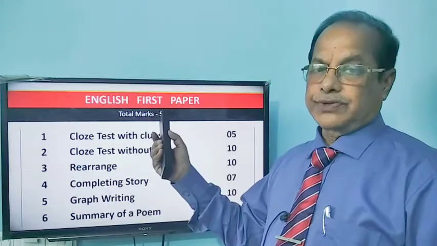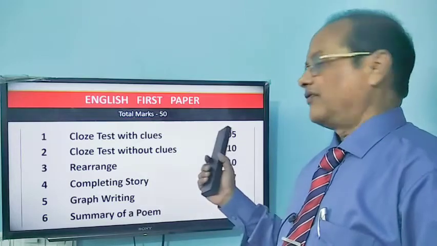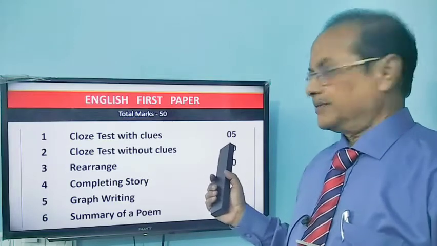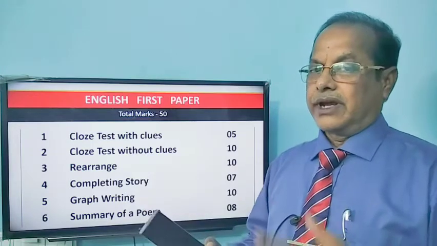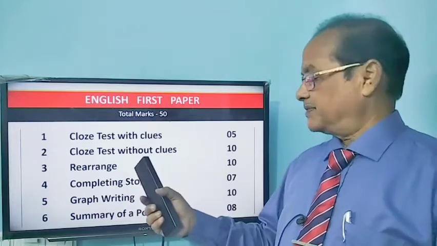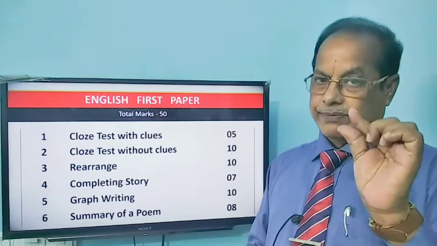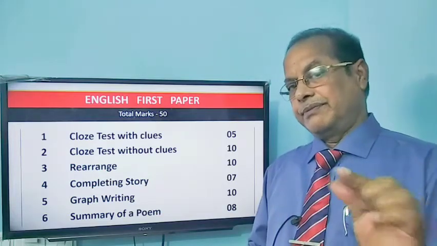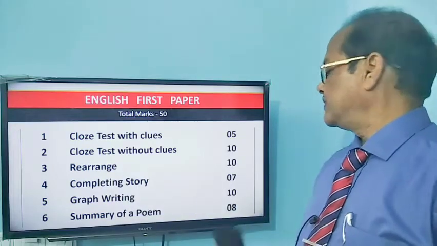First paper, 50 marks. What items are there? Number one is cloze test with clues, 5 marks. Cloze test without clues, number 10. Rearrange: a story is jumbled and you have to reorganize the story according to the development of the story. That is rearrangement, number 10. Completing story: there will be an initial part of 2 or 3 lines, the beginning part of a story, and you will have to make up a full-fledged story. This is called completing story. That will be around 7 marks.